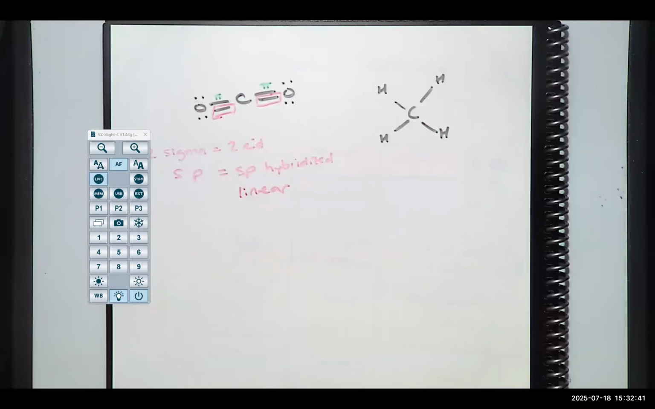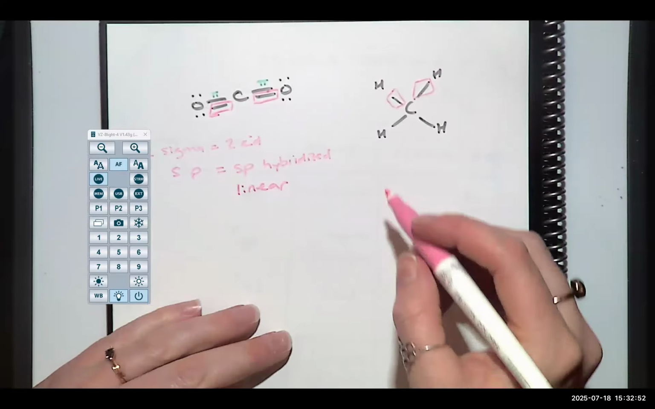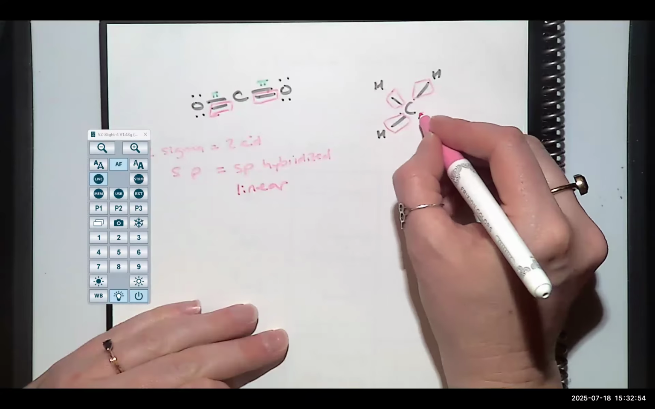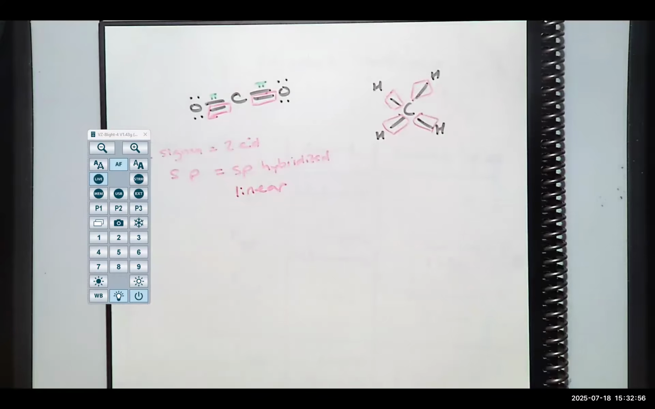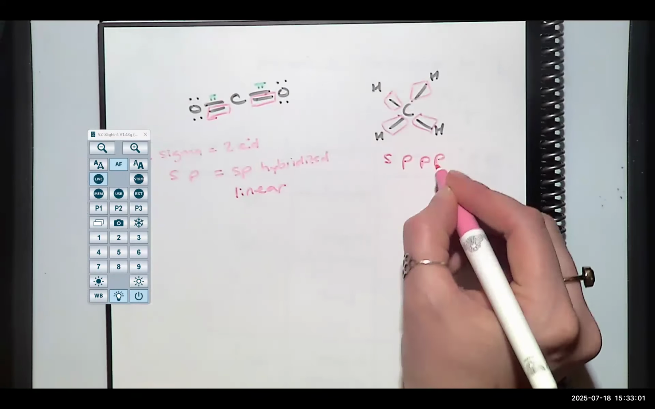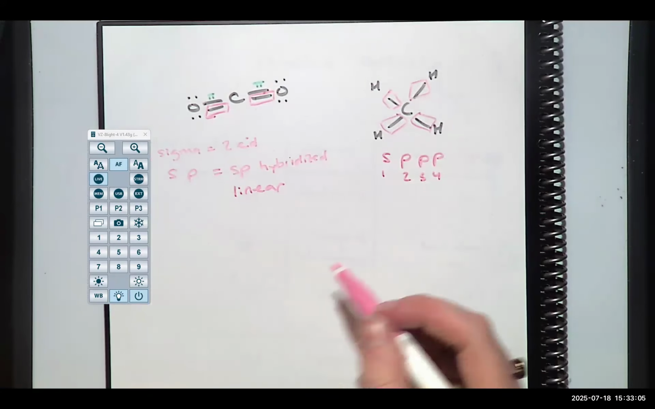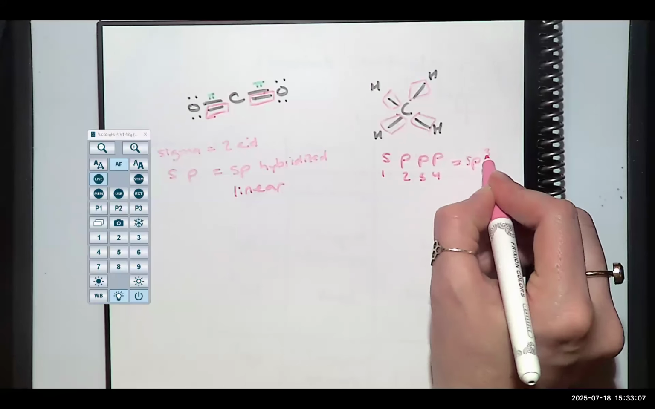Okay, and then the next question is this carbon surrounded by 4 hydrogens. So I see 4 sigma bonds. I'll outline each one in pink: 1, 2, 3, 4. So these are 4 sigma bonds. We always start with s, and then we need 3 other things to get to 4 areas of electron domain. So this is sp3 hybridized.